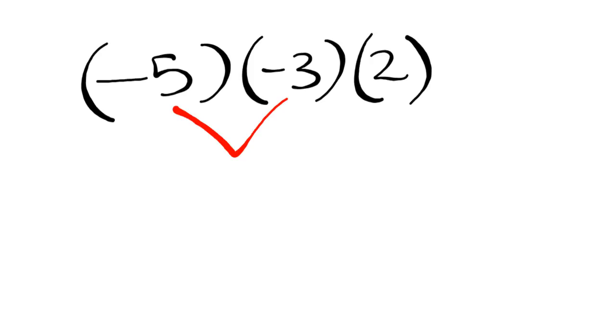Because it has a negative sign. I know, but what are the rules for multiplying and dividing? If the signs are the same, our answer is going to be positive. No, we're talking about multiplying and dividing.